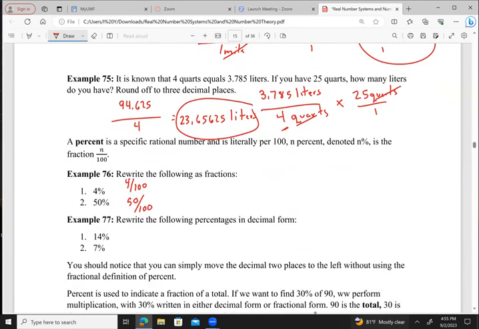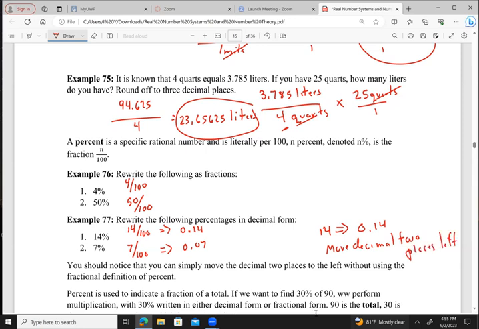Rewrite the following percentages in decimal form. So 14% is 14 over 100. So in decimal form, that's 0.14. Same here, 7% is 7 over 100. Decimal form 0.07. Now notice, from 14 to 0.14, what did we do? We simply move the decimal 2 places left to convert from percent to decimal.